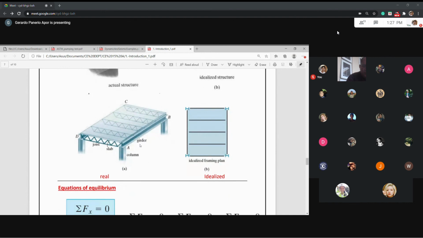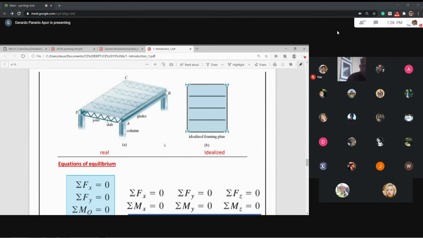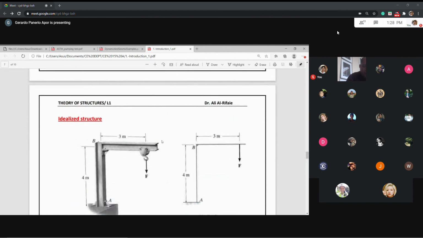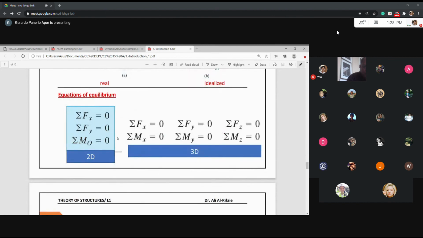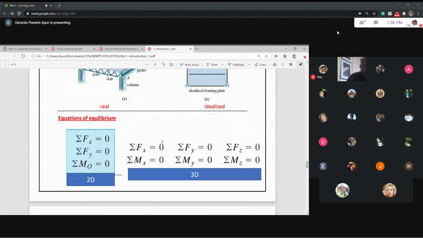Just like this one, this is a slab. For a slab with girders, this is the plan, the framing plan. And this equation of equilibrium is useful if your structure is what we call determinate. You use it to solve determinate structures. But if it is not determinate, you will use the concepts of theory of structures. Okay?